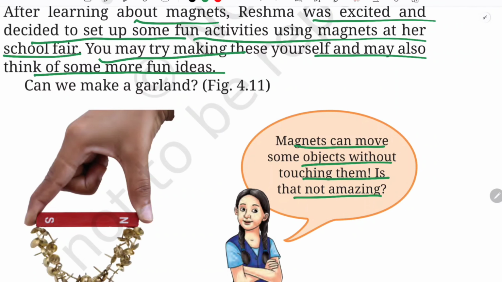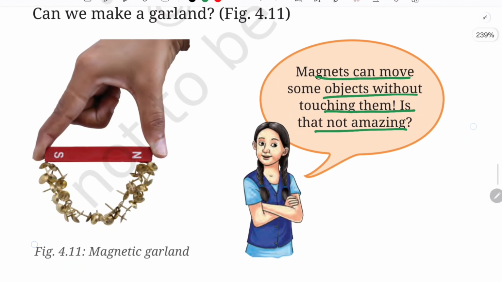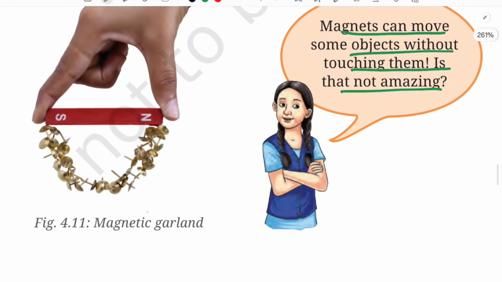Is that not amazing? We will experiment with this here. See how magnets can move some objects without even touching them. In this magnetic garland, it looks just like a garland, isn't it? This is the south pole, this is the north pole. Keeping a magnetic bar and placing some thumb pins, you can make a magnetic garland without touching the thumb pins.